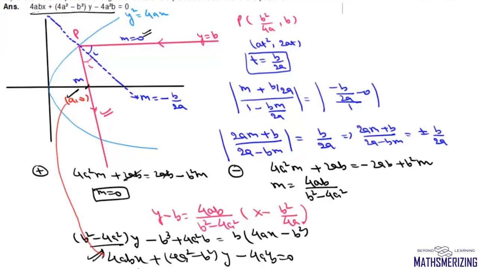So we'll put x as a and y as 0. Then we can write this as 4a square b plus 0 minus 4a square b, which is 0. So that means this line for any value of a and b will always pass through a comma 0, which is focus of this parabola. So any ray which is parallel to axis of this parabola will always pass through focus of the parabola.